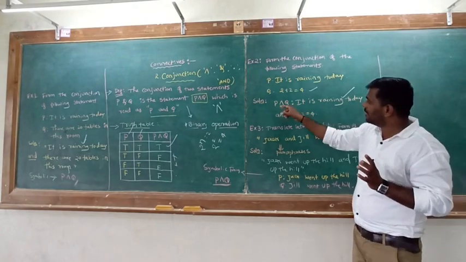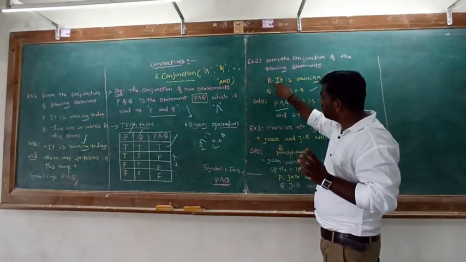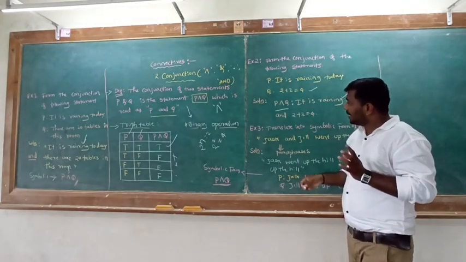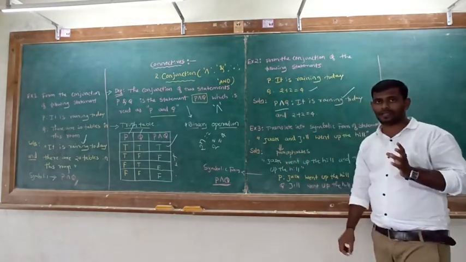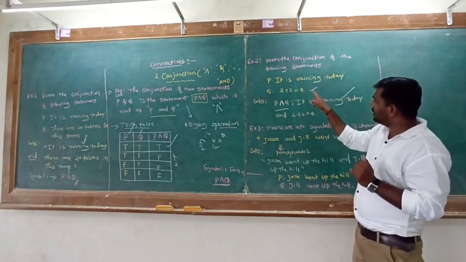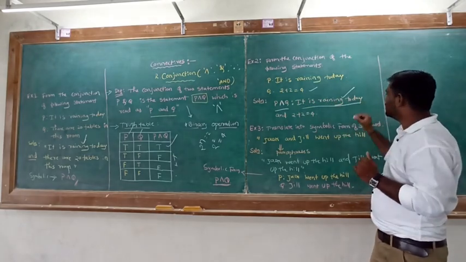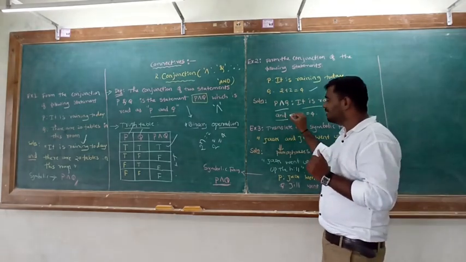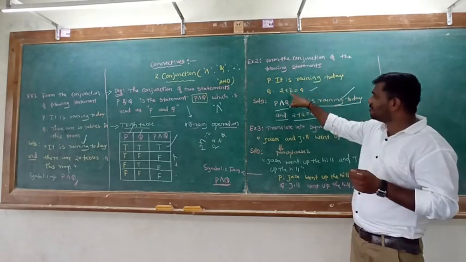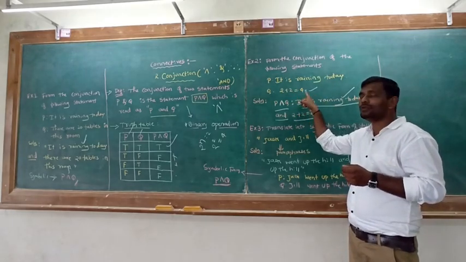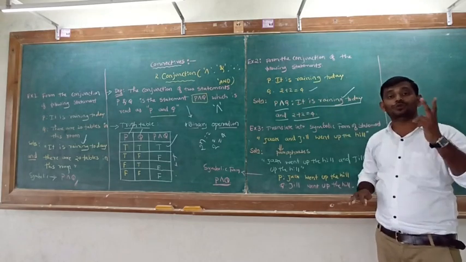See here, P and Q. This P is the one primary statement, and this Q is the second primary statement, and in between we add the conjunction symbol. This is the conjunction of the two statements.